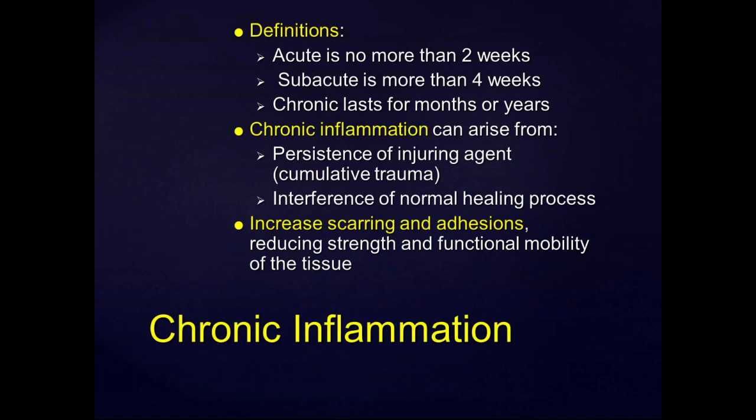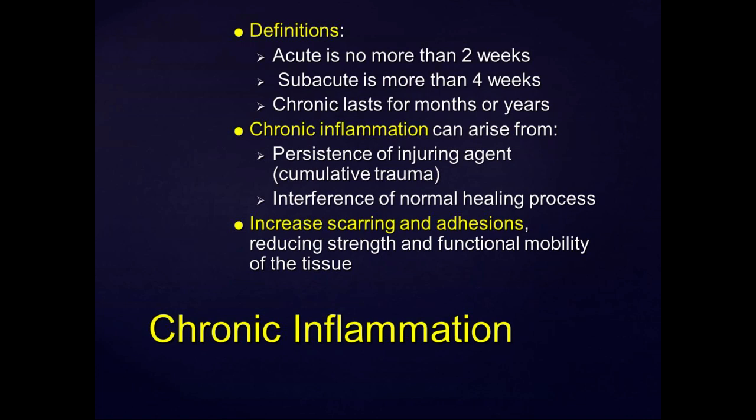So we're going to start going into the idea of inflammation, of chronic versus acute inflammation. So acute inflammation is usually no more than 2 weeks, and anybody, probably every one of us, has sprained an ankle, dropped something on your foot, gotten a paper cut or something, and that's our acute. The acute stage, it doesn't last more than 2 weeks. You're hating it, but there you are. Subacute is usually more than 4 weeks, and chronic can last for months to years.